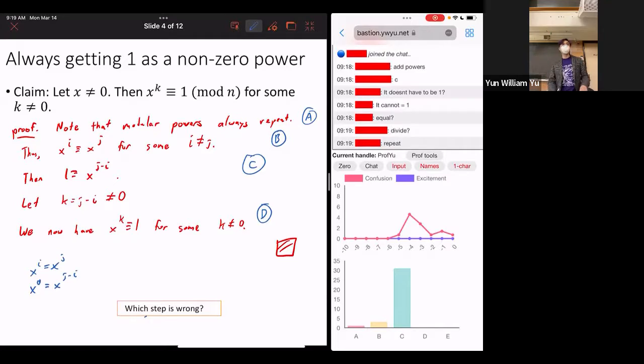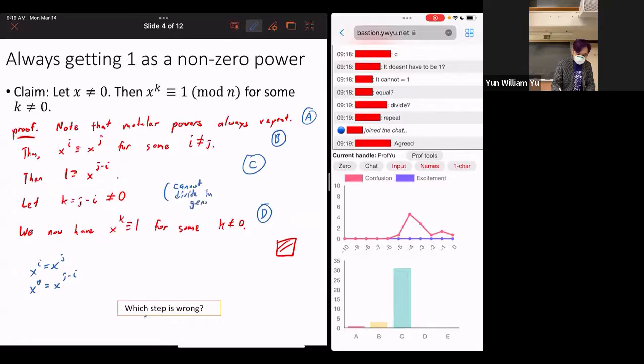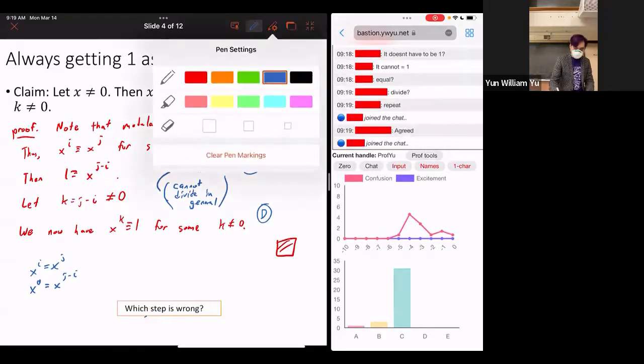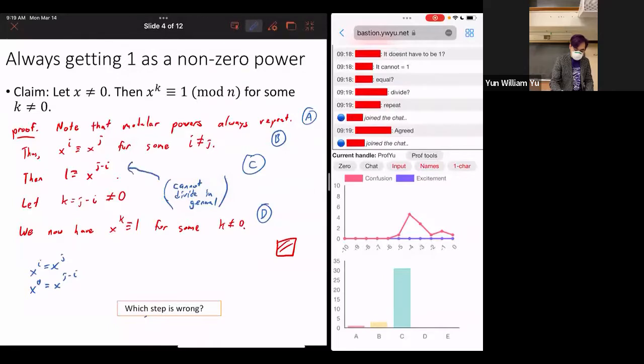Division is the key here, because we don't know how to divide in general necessarily. So the answer to this is we cannot divide in general. Remember, we went to all this trouble to figure out when you are allowed to divide and when you're not allowed to divide. And so this is the step here. So we cannot divide in general, and in order to get that, you would have had to divide by x to the i.